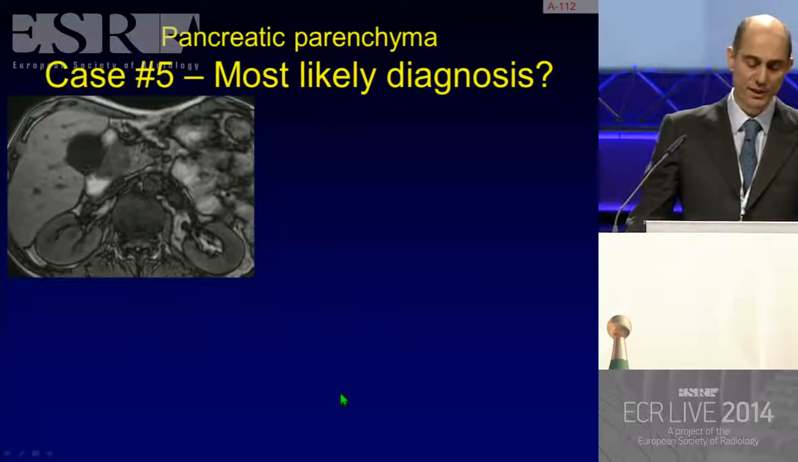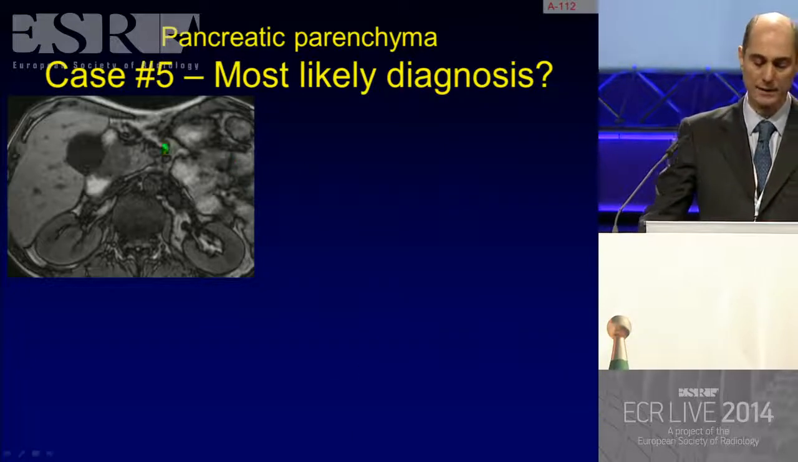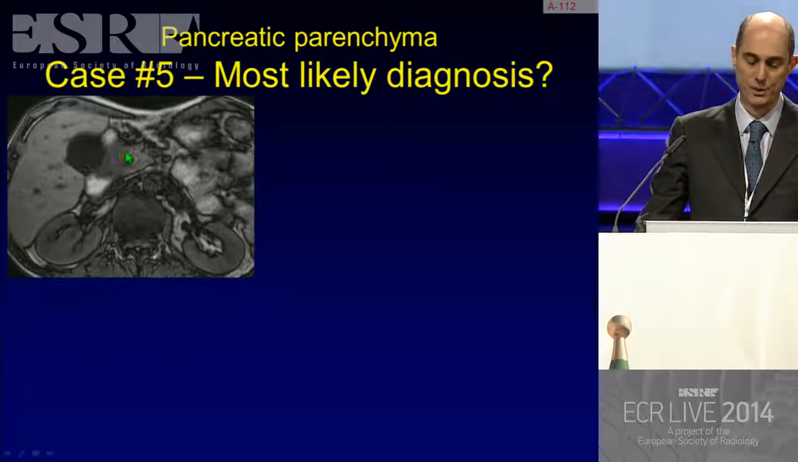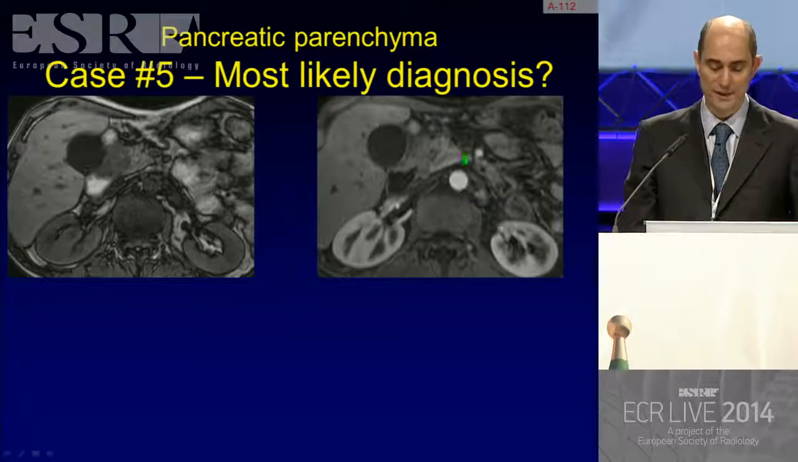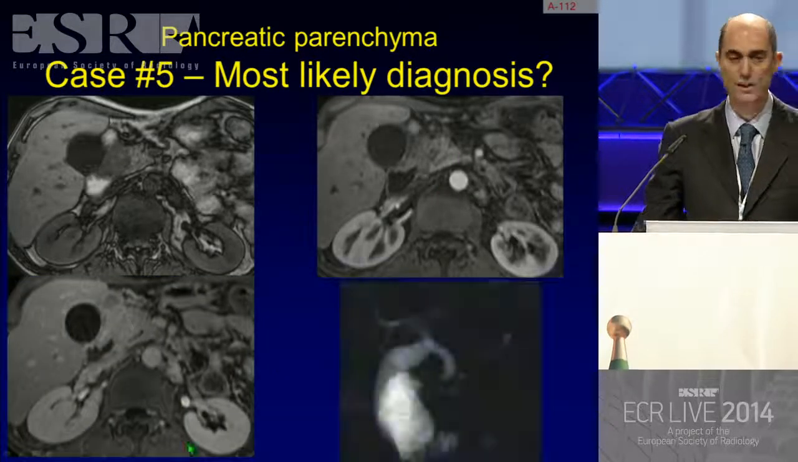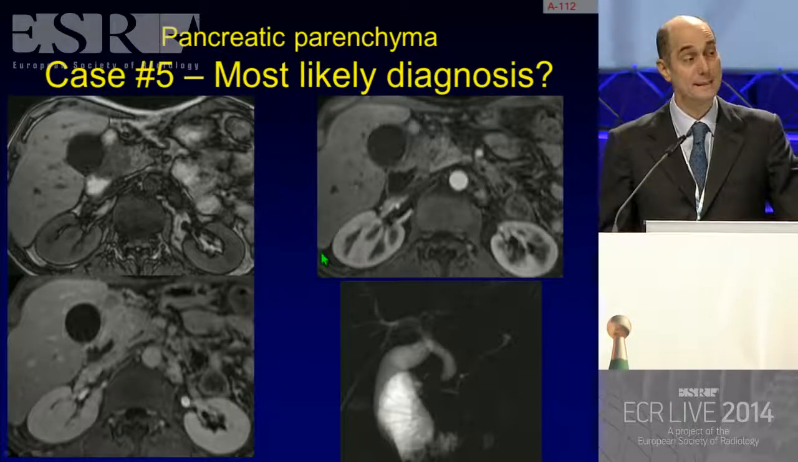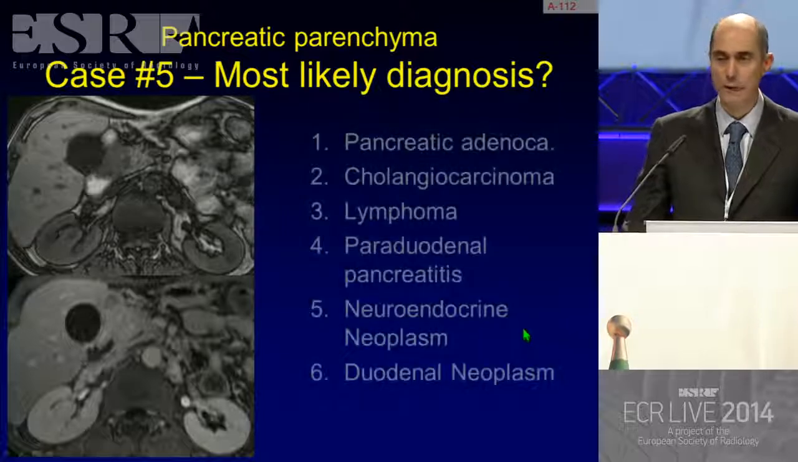And this is a very interesting case that I would like to have your help on. This is a patient with axial T1 weighted images. We do see here a lesion. And then this is the arterial phase T1, portal venous, and then there is the MRCP. This is a difficult case, I think. What do you think it is? I would like to have your help.